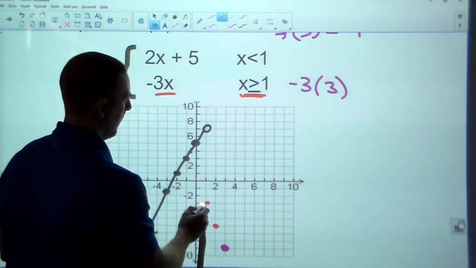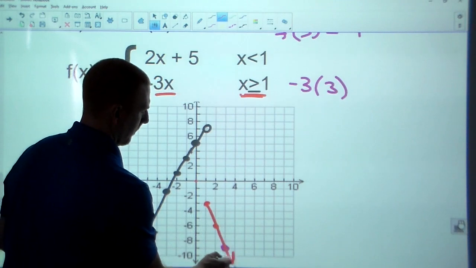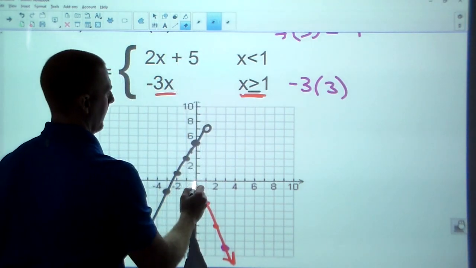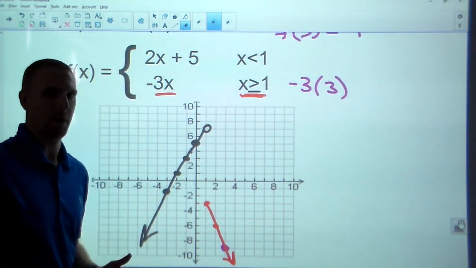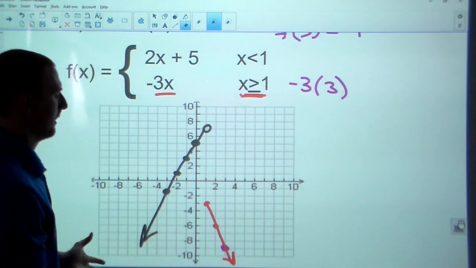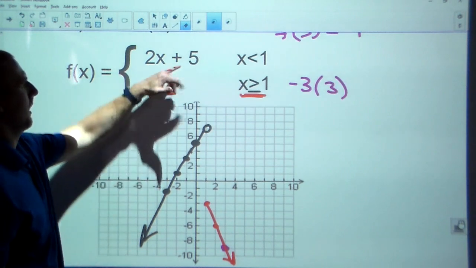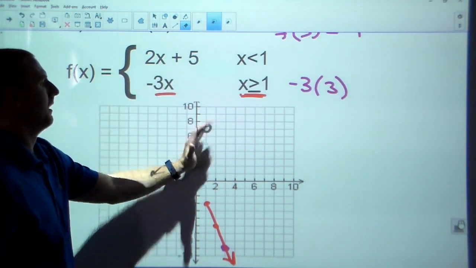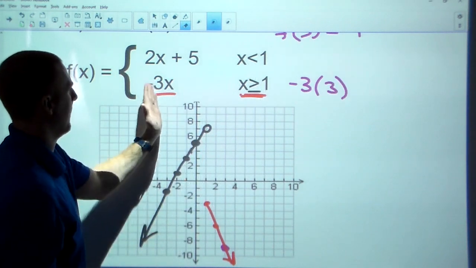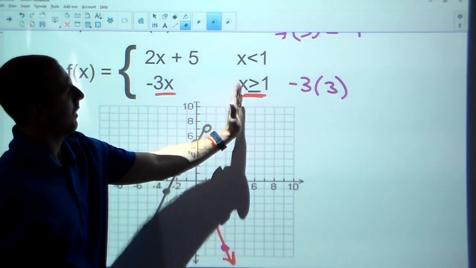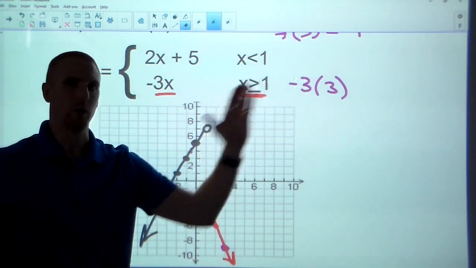and onward. So the line would look like that, and I'm going to go back and erase this point at the origin, because that shouldn't be included on my final graph. And that would do it. That's your piecewise function. You've got 2x plus 5, that line stopping at 1 and not including 1. And you've got negative 3x, but only for x values from 1 and greater.